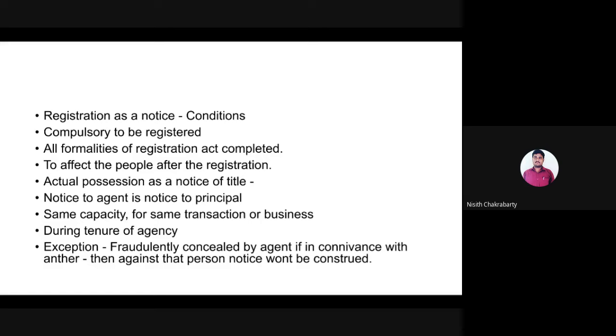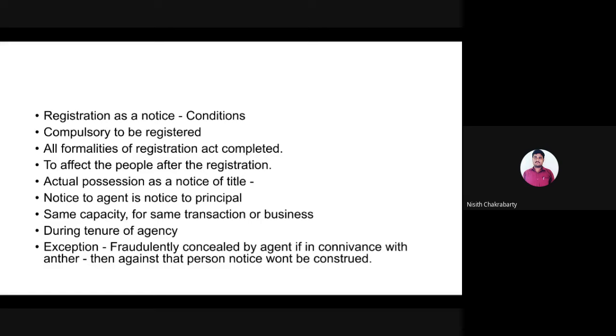Must be in the same capacity, must relate to the same transaction or business, and must happen during the same tenure of agency. That means the period in which I have kept him as an agent, it should happen in that period. The transaction or business I am concerned with, it should concern that transaction or that business, and it must be known in the same capacity. Then it will be deemed as if the notice to the agent will be the notice to the principal.